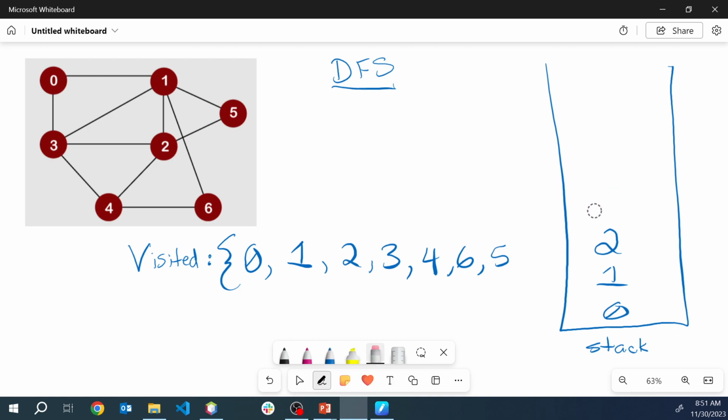We come to the 2, mark it as visited. There are no remaining unvisited neighbors of 2. We pop the stack. Same thing for the 1. There are no remaining unvisited neighbors. And we're at the 0. There are no remaining unvisited neighbors.